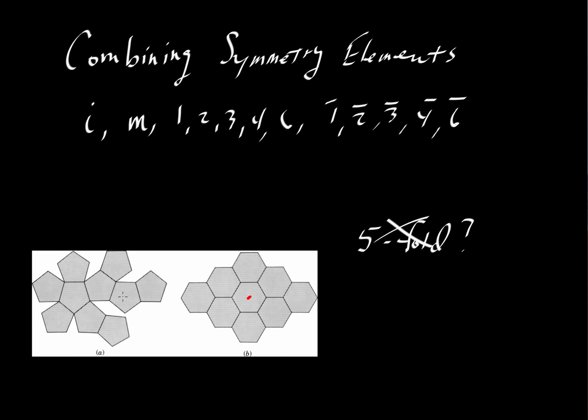On the other hand, if we have 5-fold symmetry here, then we would get a structure that, once we start packing it together, we get these large gaps. So the structure would be unstable.